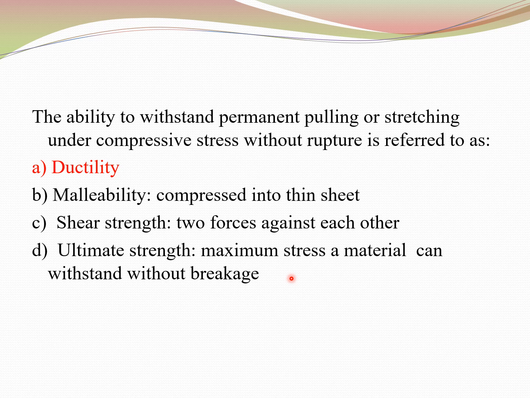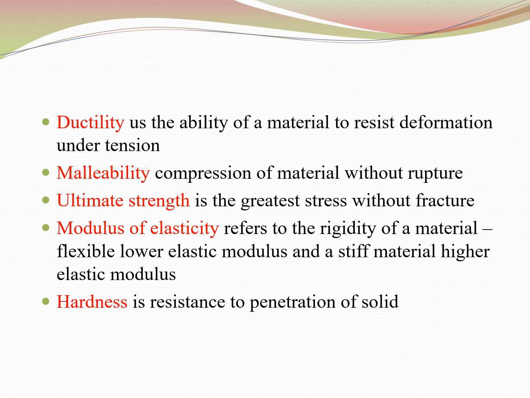So ductility and malleability are pretty similar, but with malleability, it's compressed just into a thin sheet of material, whereas with ductility, you're going to pull it or stretch it out before it breaks. For instance, the ductility of your alginate material is pretty weak. Here are the examples for that.